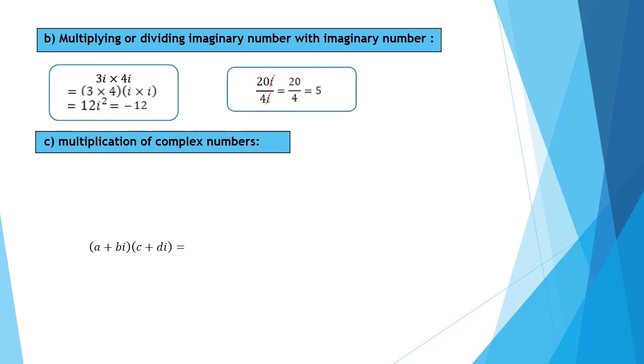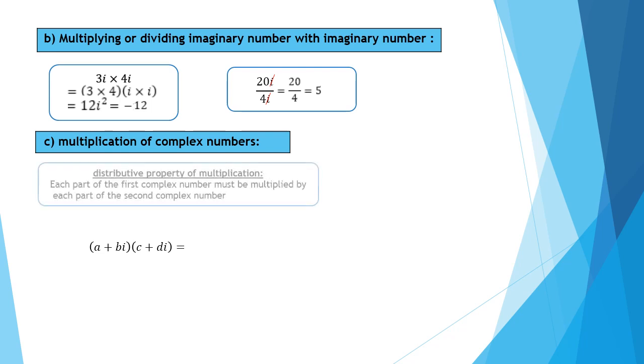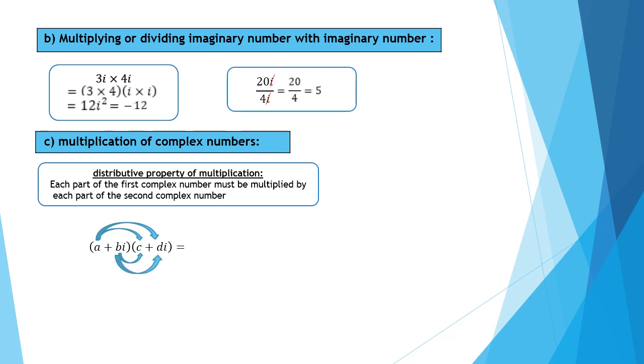Now we are going to study the multiplication of complex numbers. If we have two complex numbers like this and want to multiply them, we are going to use a property of multiplication which is called the distributive property, which states that each part of the first complex number must be multiplied by each part of the second complex number. For example, a must be multiplied by c, and then a must be multiplied by di, and then bi must be multiplied by c, and bi must be multiplied by di.